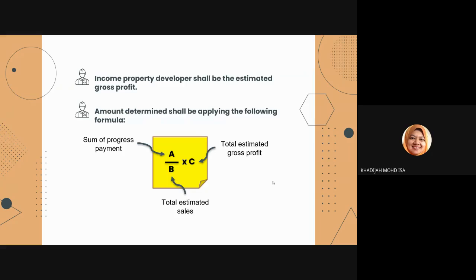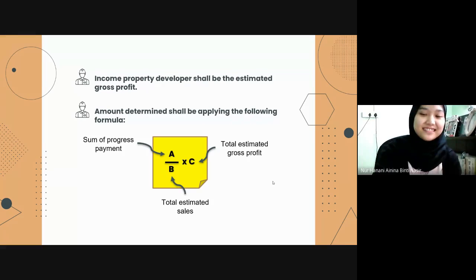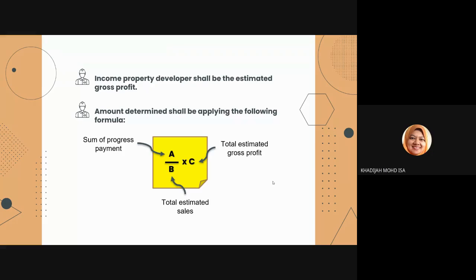Yes, estimated profit. So based on the estimated profit, you are going to use A, B, C to compute the tax liability, is it? Yes. I don't know, students may be doing very well.